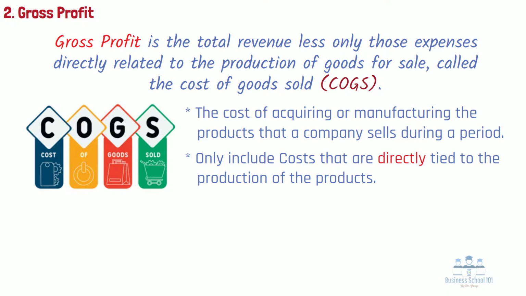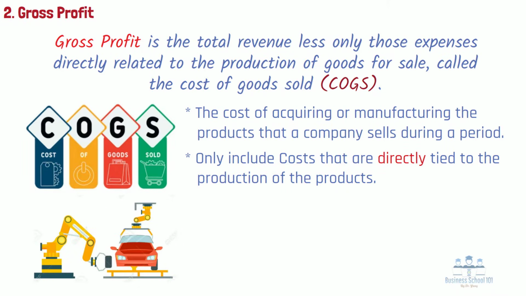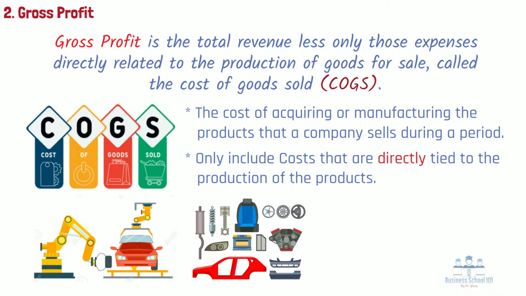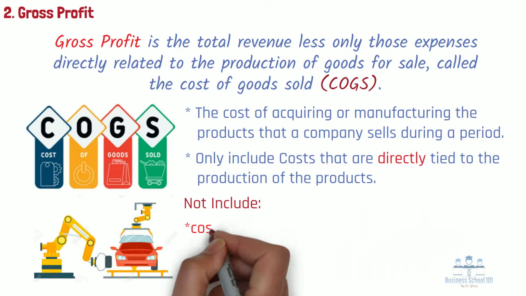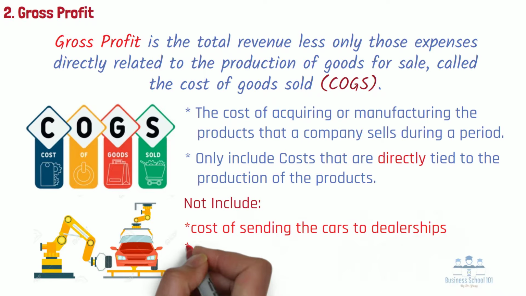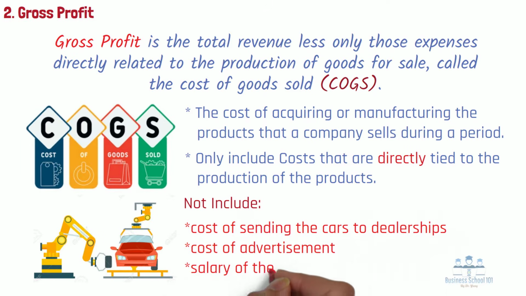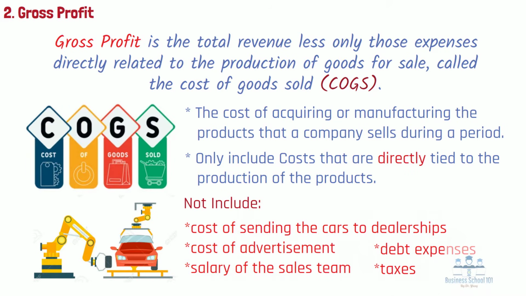For example, COGS for an automaker would include the material costs for the parts that go into making the car, plus the labor costs used to assemble the car. However, the cost of sending the cars to dealerships, the cost of advertisement, and the salary of the sales team would be excluded. In addition, gross profit is referred to as gross because it does not deduct debt expenses, taxes, or all the other expenses involved in running the company.